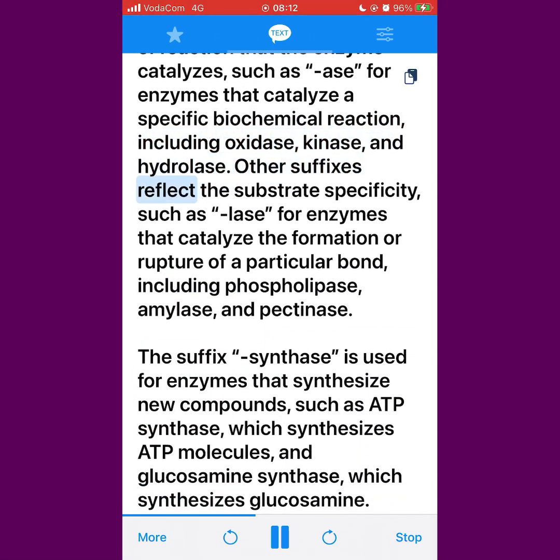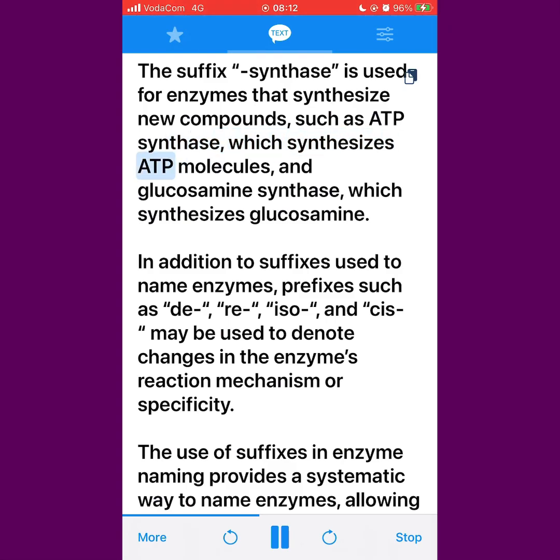Other suffixes reflect the substrate specificity, such as -lase for enzymes that catalyze the formation or rupture of a particular bond, including phospholipase, amylase, and pectinase. The suffix synthase is used for enzymes that synthesize new compounds, such as ATP synthase, which synthesizes ATP molecules, and glucosamine synthase, which synthesizes glucosamine.